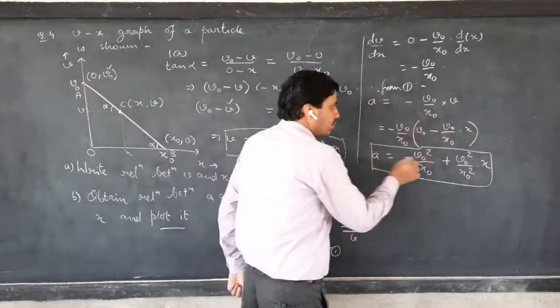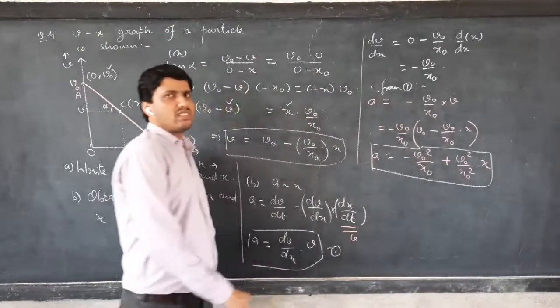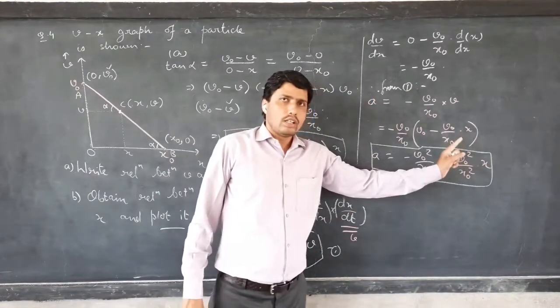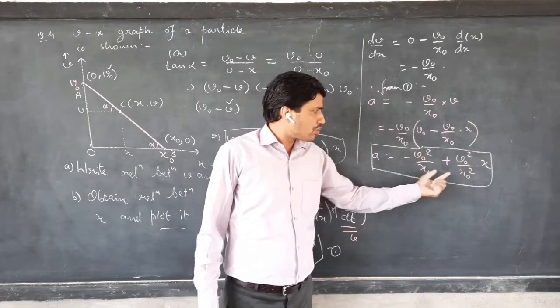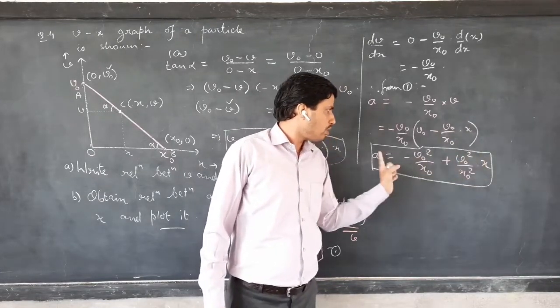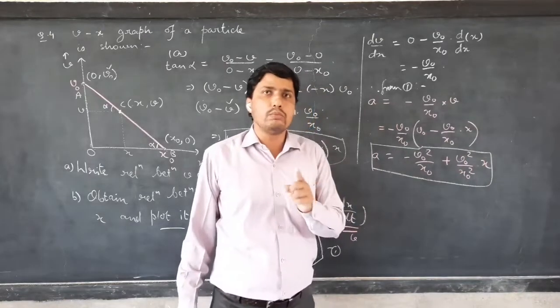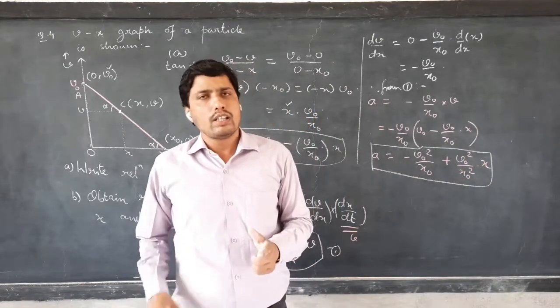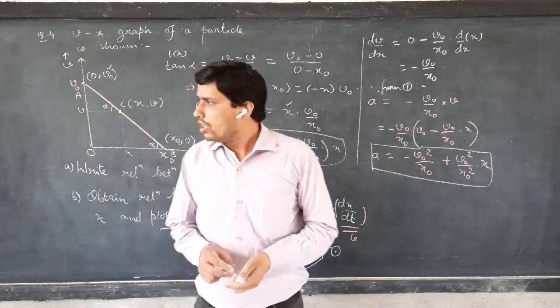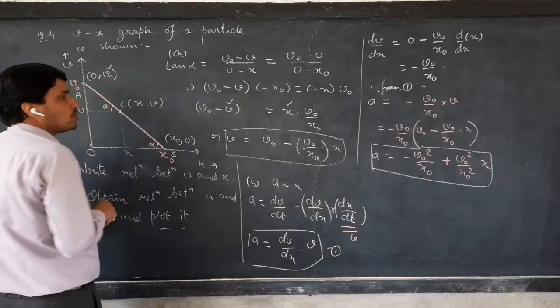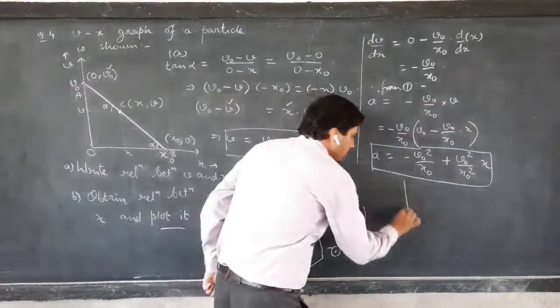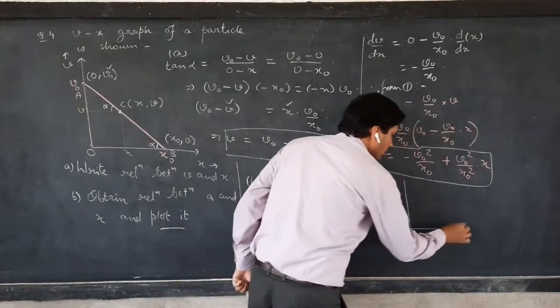So since A is proportional to x, the power of x is 1. So it is a linear equation. These things are constants. This is a constant, this is a constant, power of x is 1, power of A is 1. So its equation will be a straight line, just as the equation of any linear equation looks like. Now, let us try to plot it.